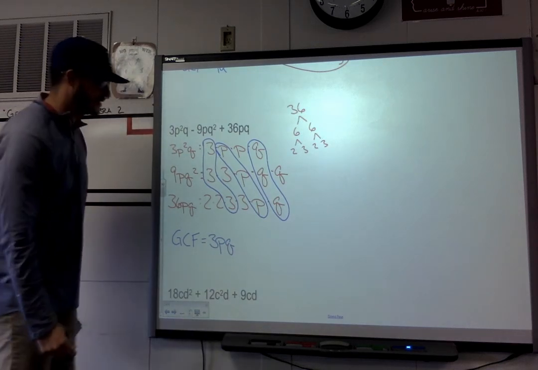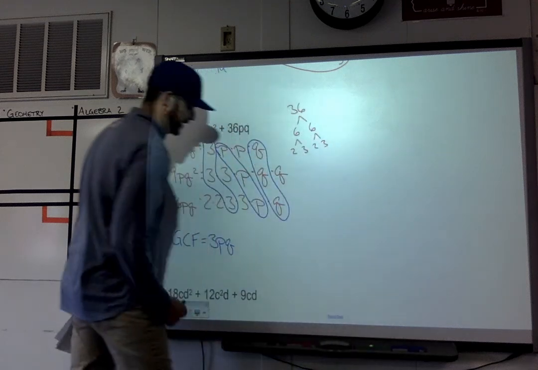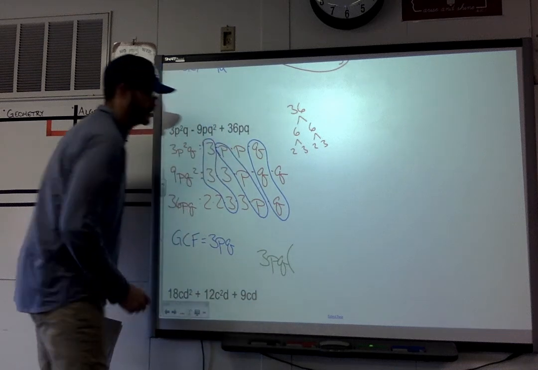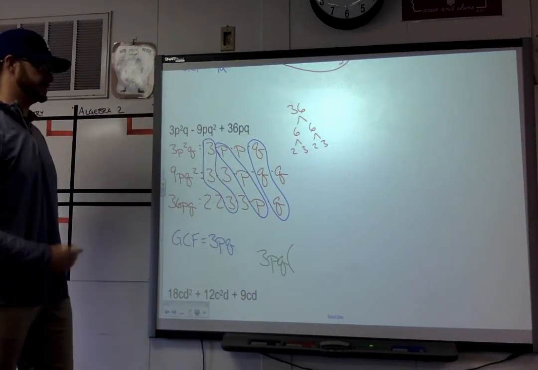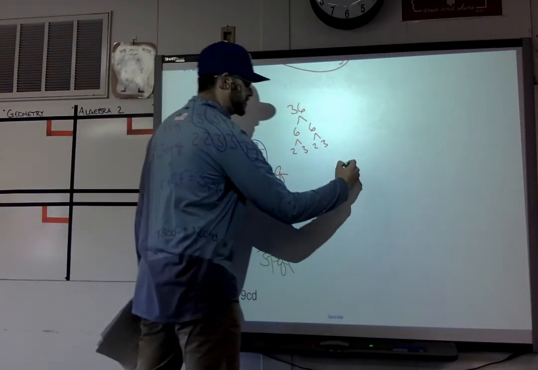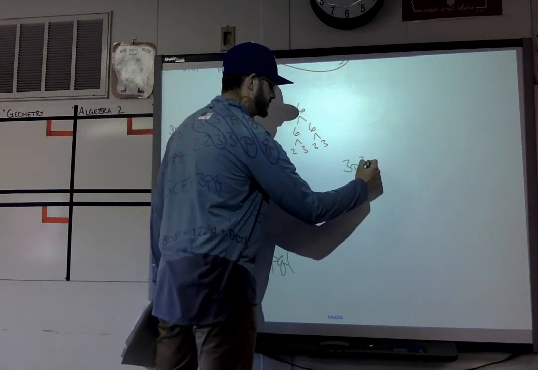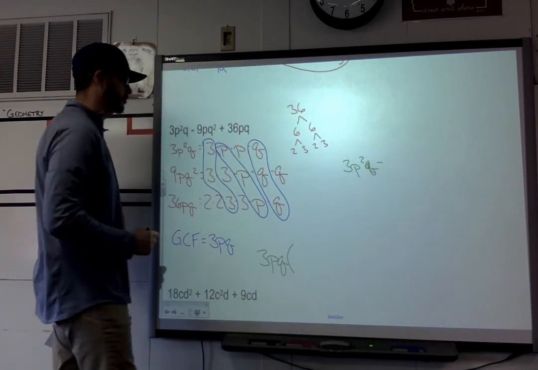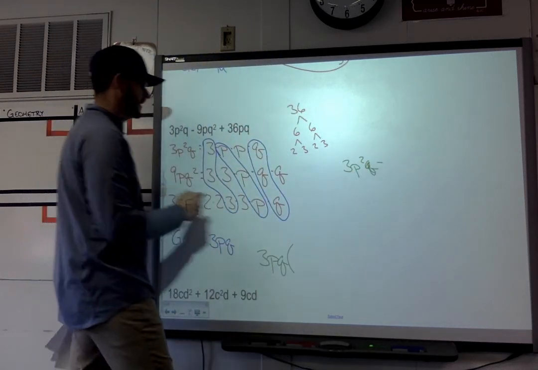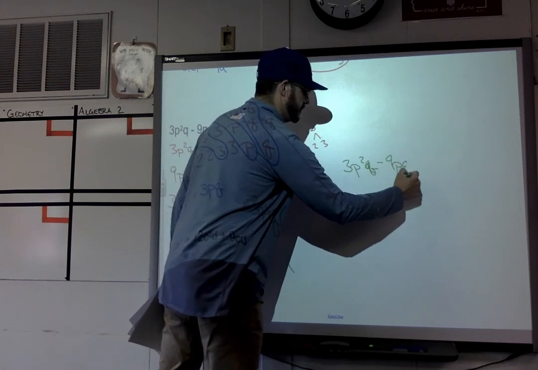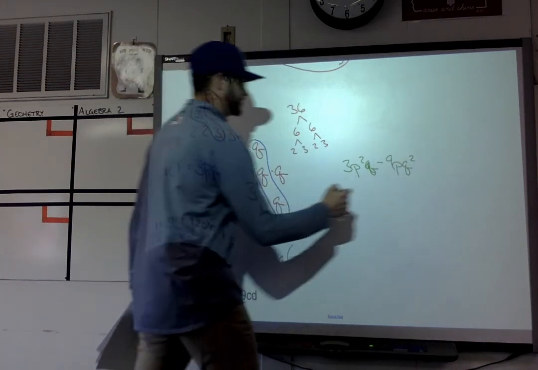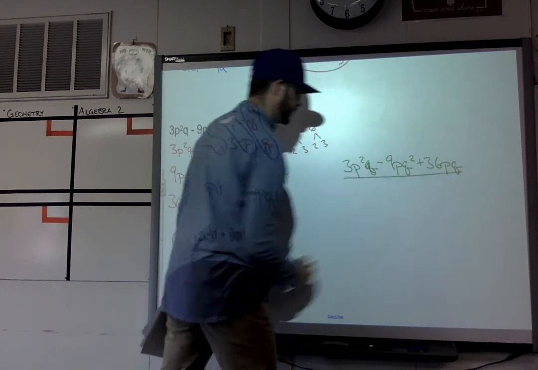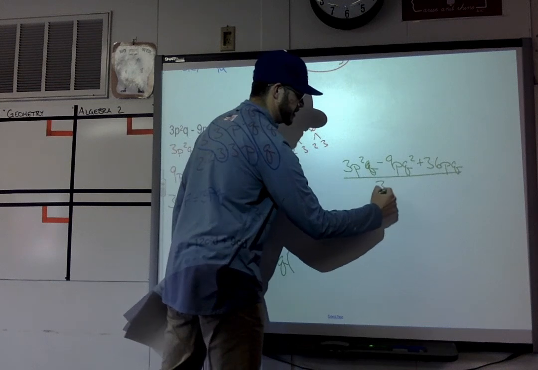So I know for my factored form, for my final answer, I'm going to have 3pq times something in parentheses. Now remember, that something in parentheses is whatever you're left with when you take your original expression or your original polynomial, 3p squared q minus 9pq squared plus 36pq, and we divide that by our greatest common factor.